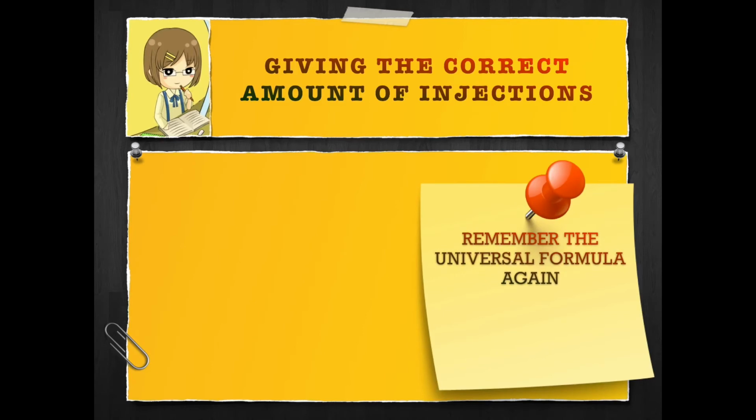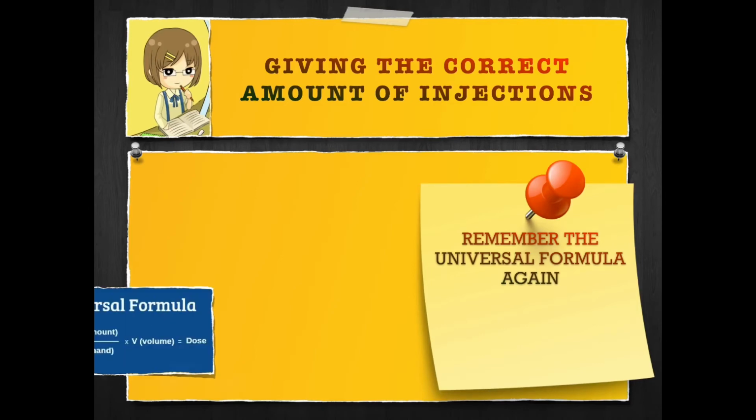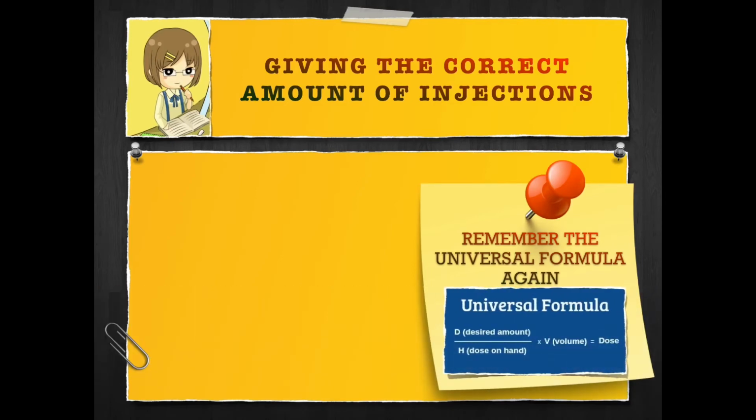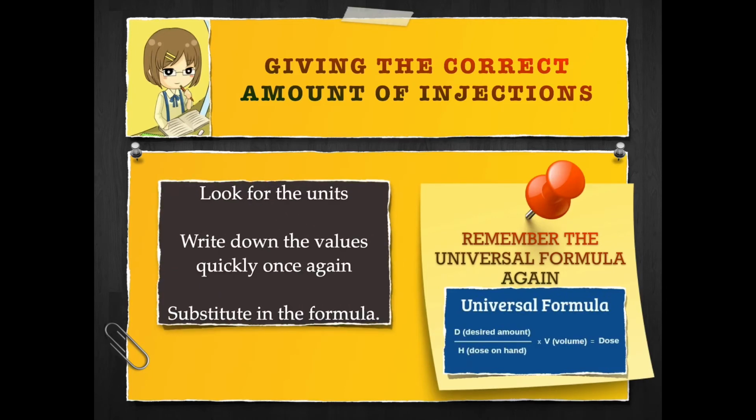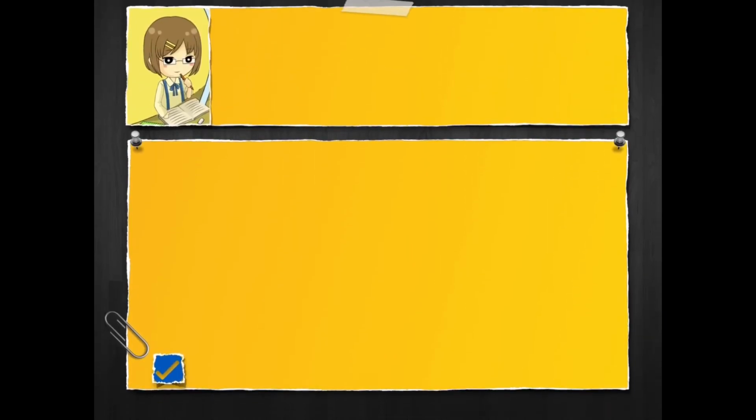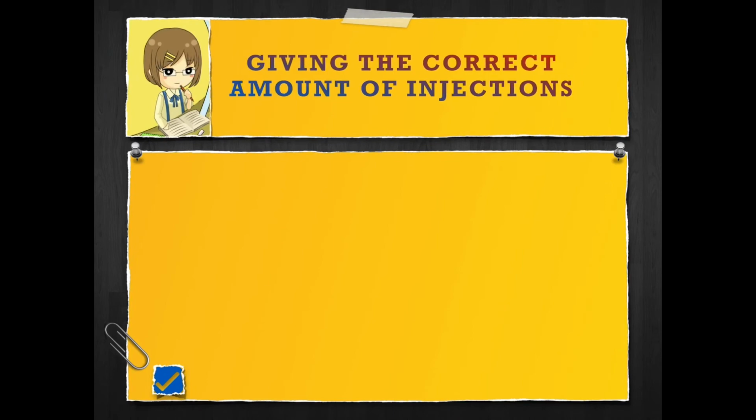Next we are going to see the correct formula for giving the correct amount of injections. So for this also you have to remember the universal formula again. And whenever you are calculating the dosage in the unit or for examinations, look for the units, write down the value quickly once again and substitute in the formula. We can see an example.